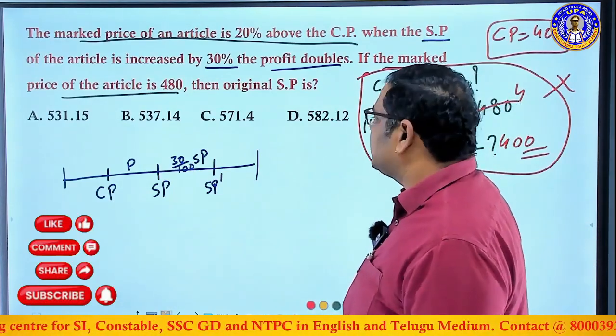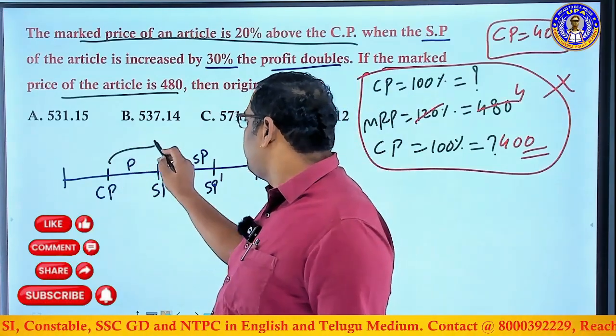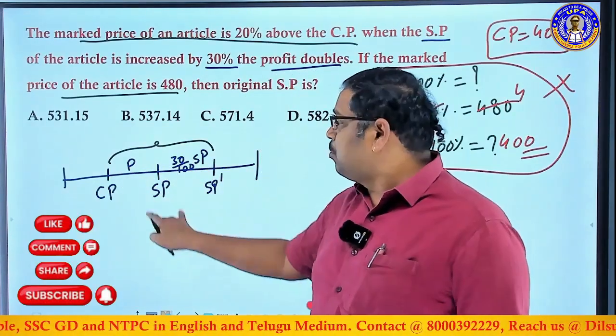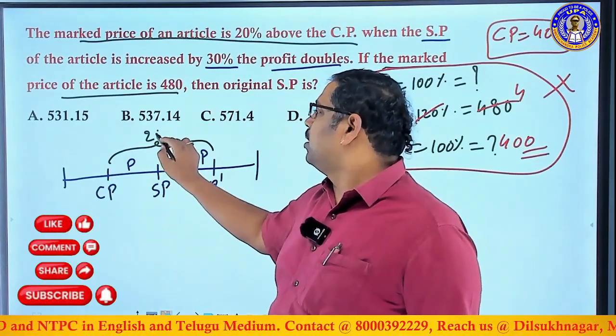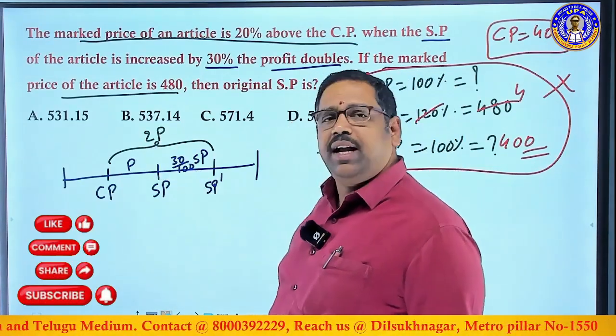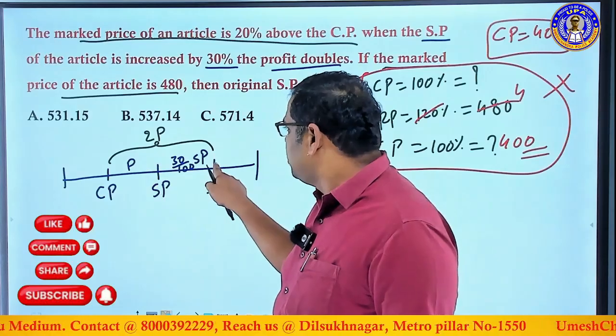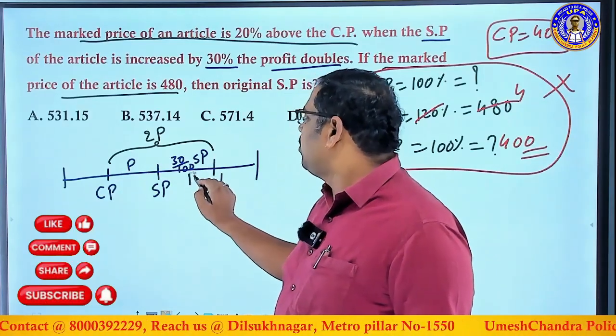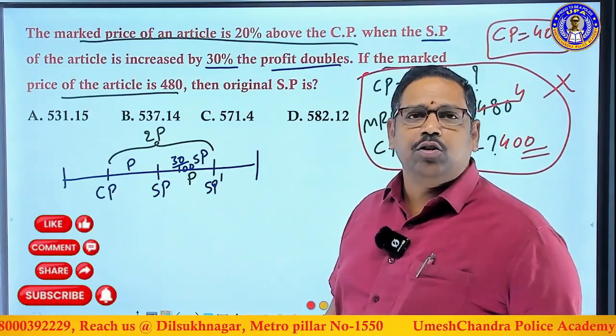When the profit is getting doubled, that means this gap is doubled. Earlier the profit is P, now it is 2P. Remember that. Now this is P and this is 2P, which means this total gap is 2P and this gap is P. That means this gap is also P.